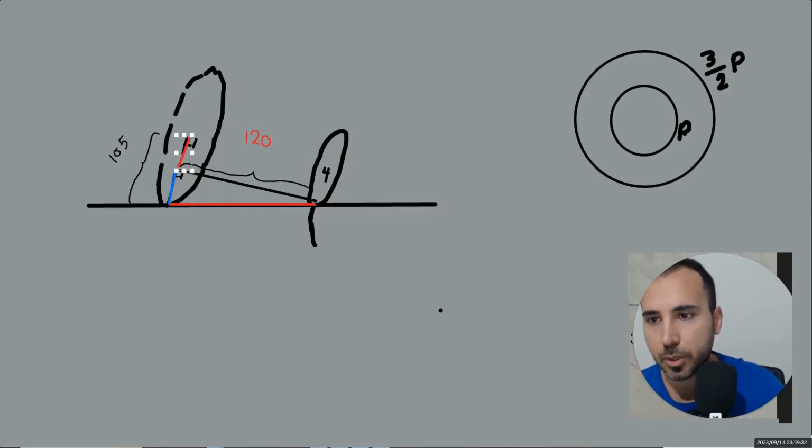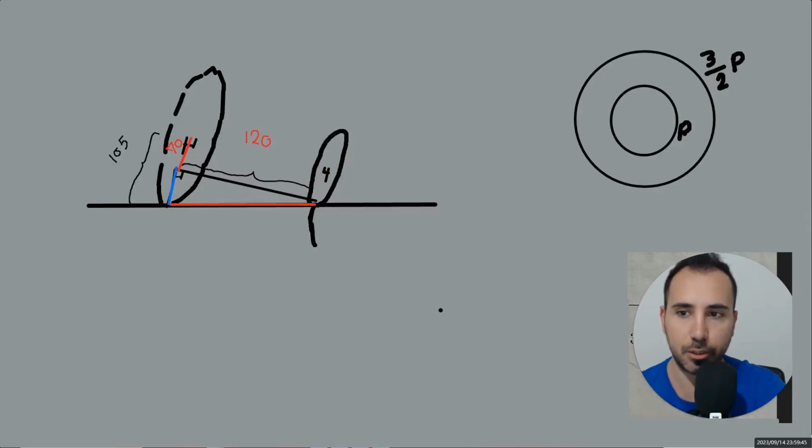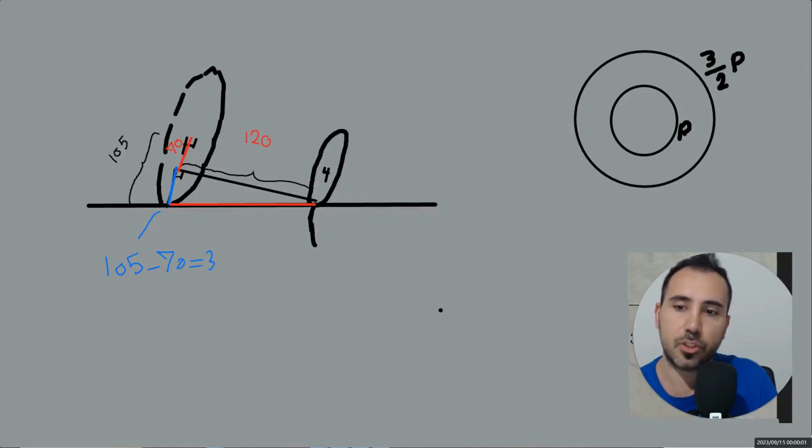So if I put this one over here, you will see that this one is 70, right? I just moved it. It was the radius of this one. So the blue part would be the big radius 105 minus the 70. So this blue part over here is 105 minus 70, which is going to be 35. So this one is 35.